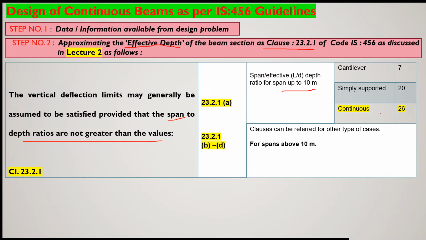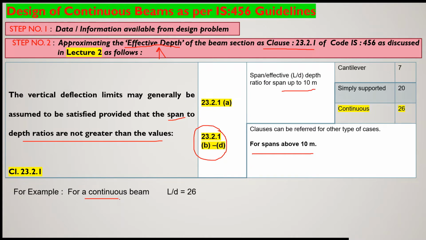That means you can assume any value below 26 in the case of a continuous beam, or as per the other guidelines also. The clause can be referred to for other types of cases. If the span is more than 10 meters, then a few other guidelines are available. So you must go through these guidelines in detail, grasp them, and accordingly you can decide what the effective depth of the section should be. For example, for a continuous beam, as per code, the L by D ratio should not be greater than 26. So less than 26, you can take any value as per your experience.